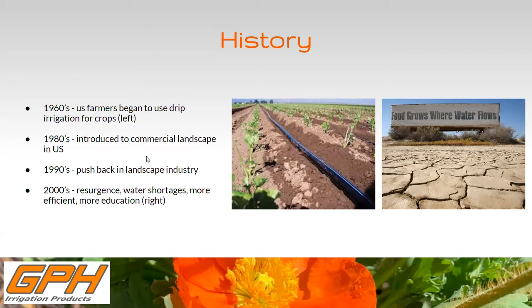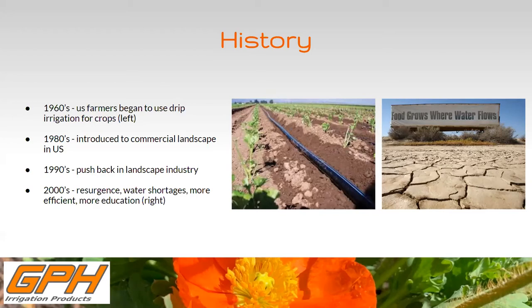In the 80s, we actually introduced it to commercial landscape, and that was more of a point source type where we had a lot of spaghetti tubing and different things. It was great and a good use, and people were trying to use drip, but it wasn't to its potential. I think it was a little bit high maintenance at the time, and so there was a pushback, maybe not a lot of education. There was a pushback in the 90s where it went more towards spray and overspray.